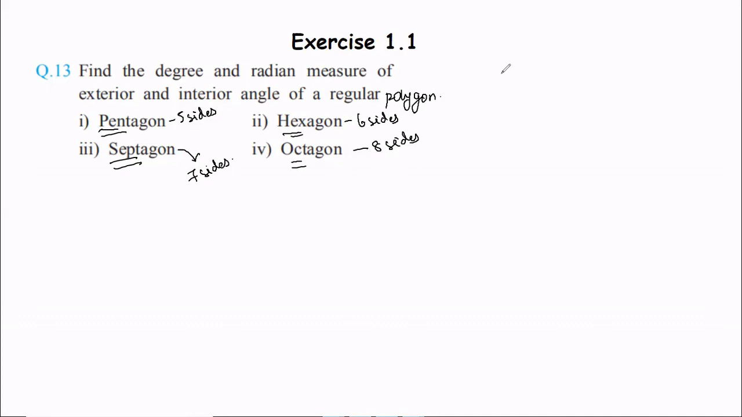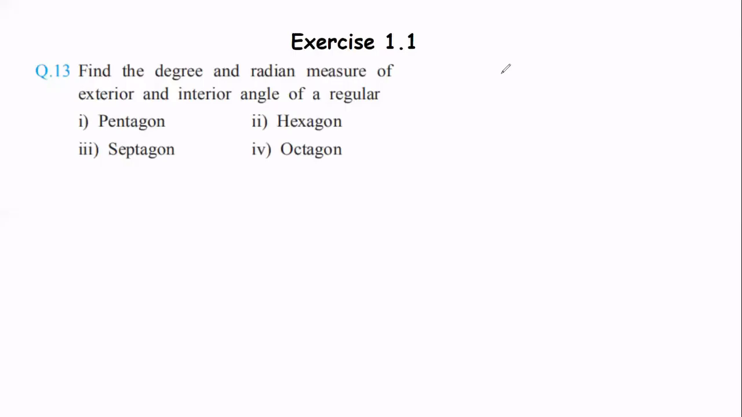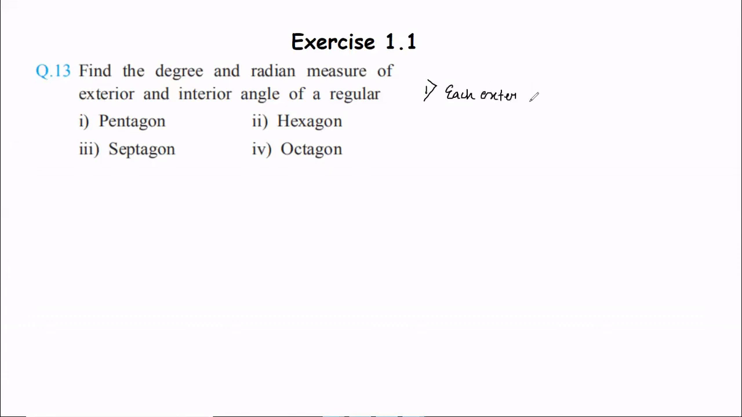All right, so let's start solving. Before solving, I'll give you a few key formulas to solve these kinds of questions. The first key formula is, remember that each exterior angle will be equal to 360 degrees divided by the number of sides of the polygon, which is given by n.